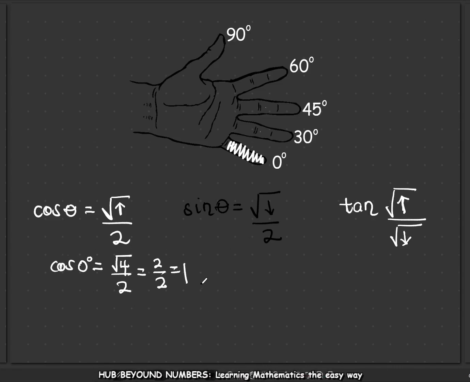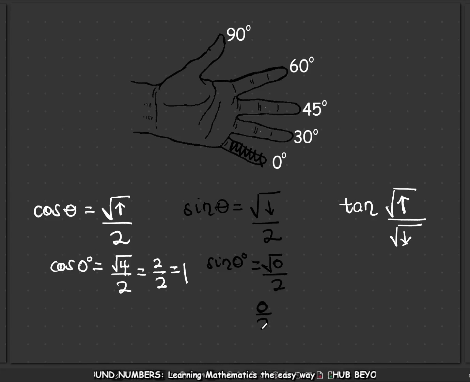Now let's look at that of sine. So we have the sine of 0 degrees. Sine has to do with the number of fingers below. So the number of fingers below the 0 finger, we literally have 0. So that is the square root of 0 fingers below, all over 2. And the square root of 0 gives us 0. Then we have over 2. 0 over any number is still what? 0. It means the sine of 0 is equal to 0. As simple as that.